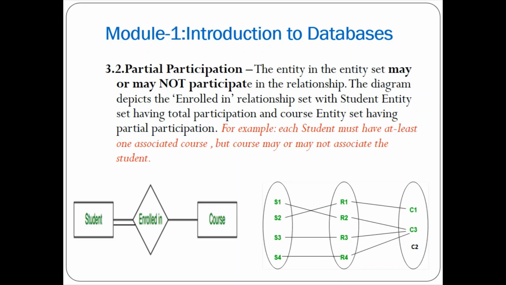Let us take an example of two entities, student and course. Each student must have at least one associated course, but a course may or may not be associated with a student. By seeing this relationship set, we can say that students 1, 2, 3 and 4, all 4 students must participate with one of the courses. But there are some courses that may not be enrolled in by any student. Here, student we can say is total participation, but course we can say is partial participation. This is an example for partial participation.